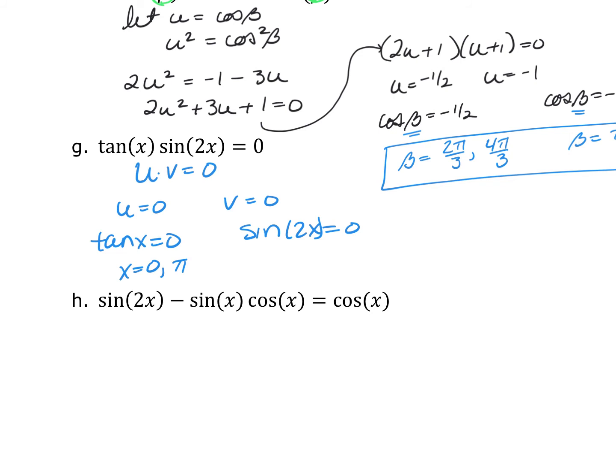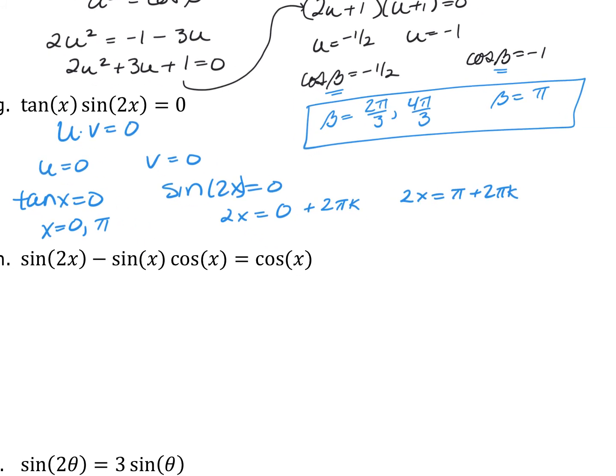Cool. And then I have the 2x. Sine is equal to 0 in the same places, which is 0 plus 2 pi k. And 2x is equal to pi plus 2 pi k. As before, I can truly indeed combine these, so I will. And so I'm going to write this as just 2x is equal to pi k, because they're off from each other a distance of pi. A rotation of pi. So x is equal to pi over 2 k.